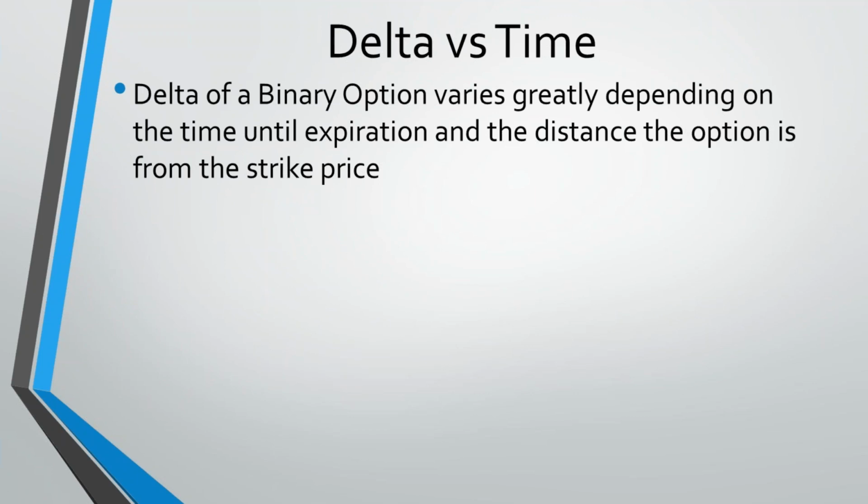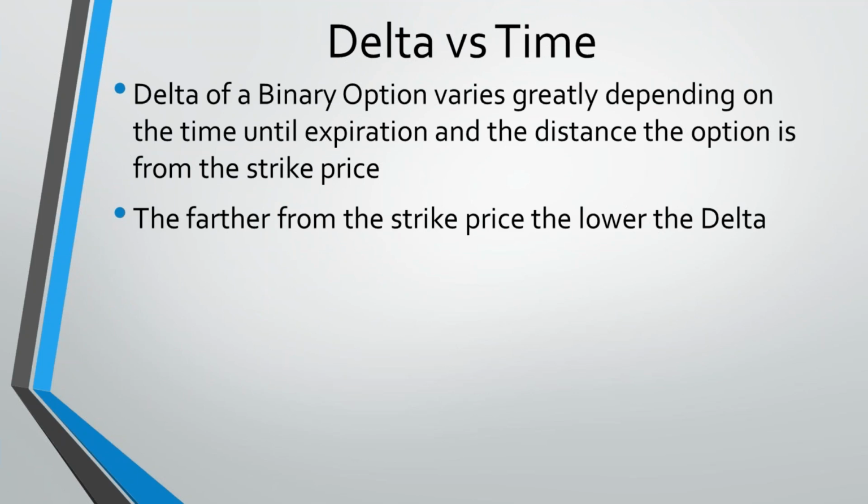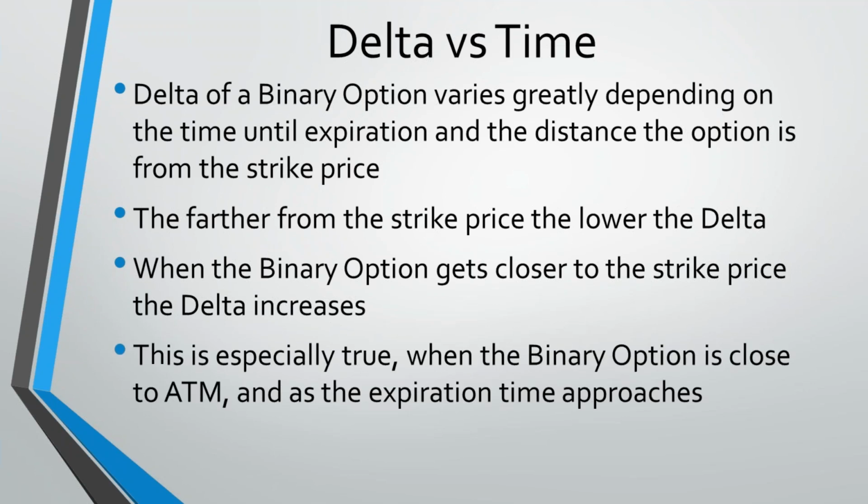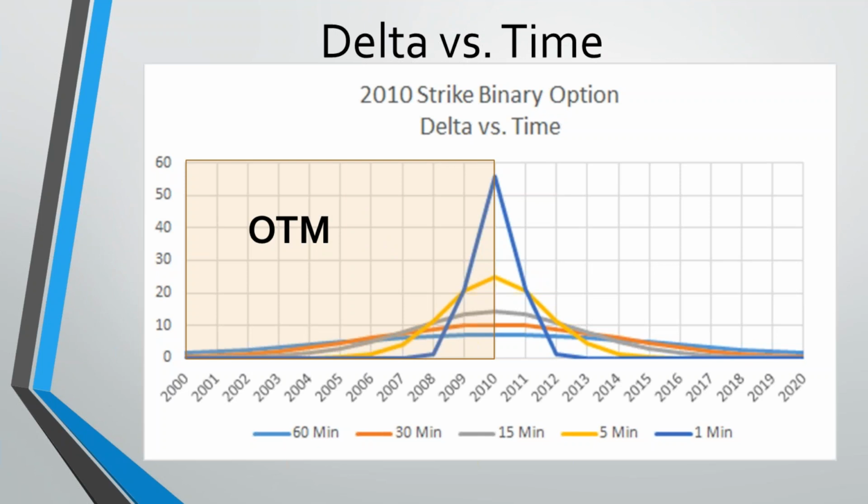How does this delta change versus time? So the delta of a binary option varies greatly depending on its time till expiration and the distance the option is from the strike price. The farther from the strike price, the lower the delta. When the binary option gets closer to the strike price, the delta increases, and the strike price again is the at-the-money price. This is especially true when the binary option is close to at-the-money and the expiration time approaches, it's close to expiring. Here's how a graph of the delta looks. This is really important for you to understand, and if you don't grasp it right now, review this a couple times.